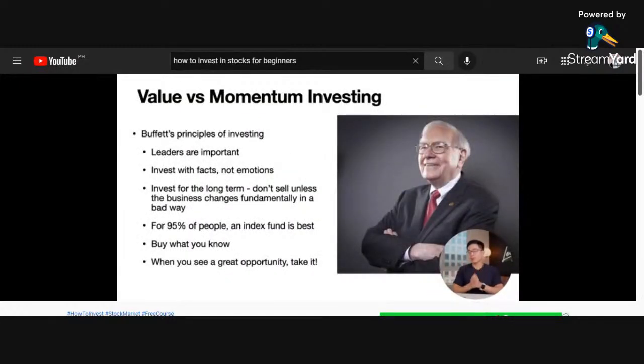Okay, value versus momentum investing. Let's talk about Warren Buffett's principles of investing, right? First one is leaders are important.